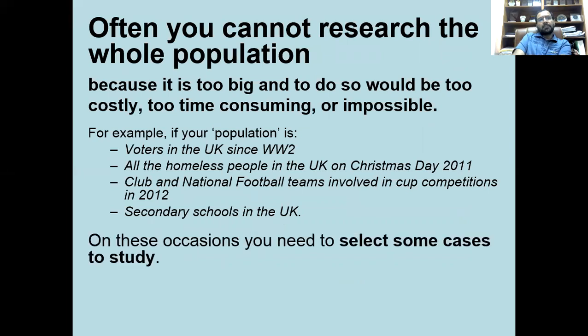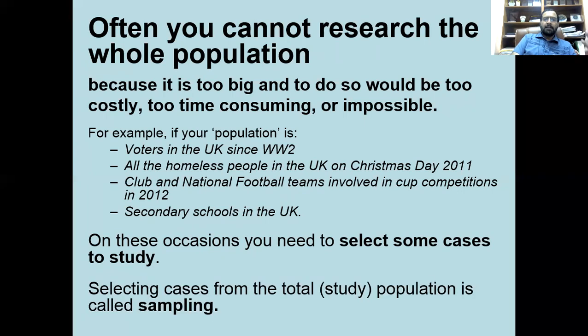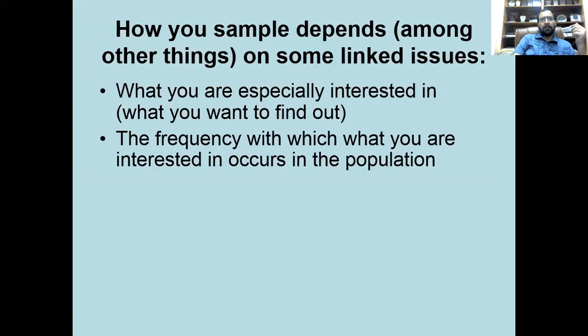Okay. So often you search for a whole population because it is too big, and to do so would be too costly, too time consuming, or too impossible. For example, if your population is voters from Pakistan or voters from UK, then you have to find out some of the cases out of it. So you need to select some cases based on a certain method from that particular population, and that is called the sampling approach. So if you need to study some of the cases, you need to select those cases out of the given cases, and how you will select those is in fact the concept of sampling.